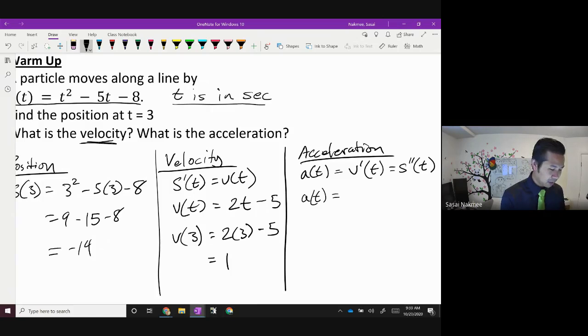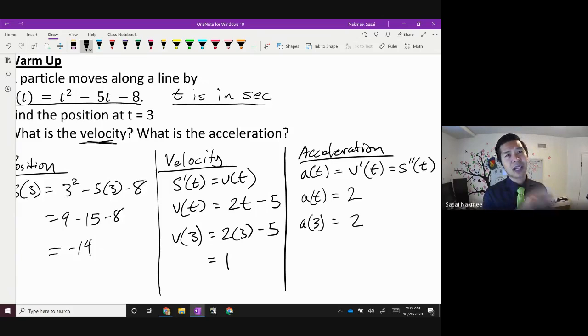Anyways, the derivative of 2t minus 5 is simply just going to come out to be 2. It's a constant function. This thing has a constant acceleration, right? That's all this is saying. And that means that at time equals 3, the acceleration is still 2. No matter what time is, the acceleration is always 2. That means this thing is always going to be accelerating. It's always going to be going forward no matter what it was doing before. It's always accelerating towards one direction. Right? It doesn't change at any point.